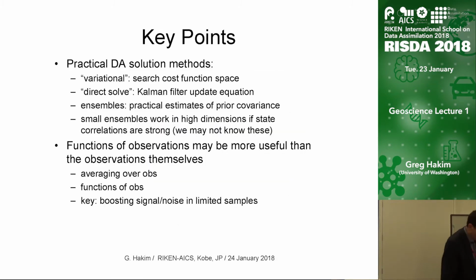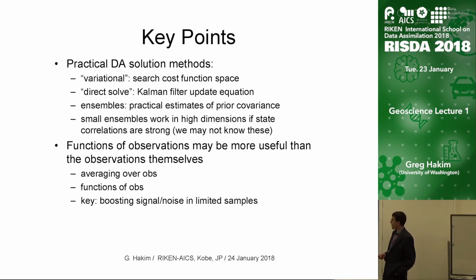All right, so to bring it home, I hope the key points that I've made here, aside from the gross error that I made with the Lyapunov exponents, is that we have these practical solution methods. One is the variational approach, where we search through some descent algorithm for the minimum of some cost function that we can specify. We can also go through a direct solution, and those are Kalman filters. And the way we've kind of evolved through time to approximating these is with these ensemble techniques.